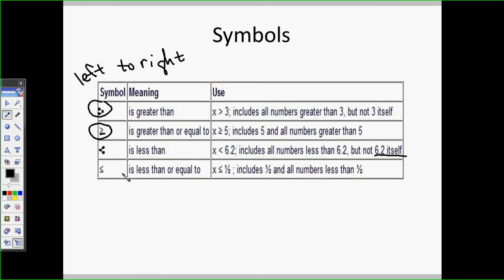Now we have less than or equal to, and the example is X is less than or equal to 1/2, includes 1/2 and all numbers less than 1/2.